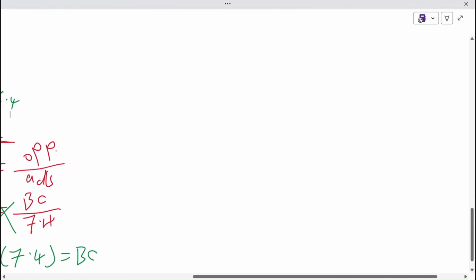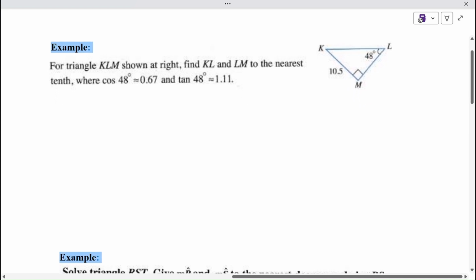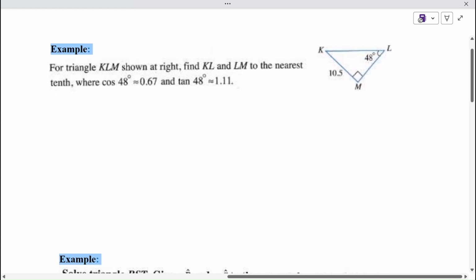Look at this question, guys. In this question, for triangle KLM shown at right, find KL and LM to the nearest tenth, where cosine 48 is 0.67 and tan 48 is 1.11.